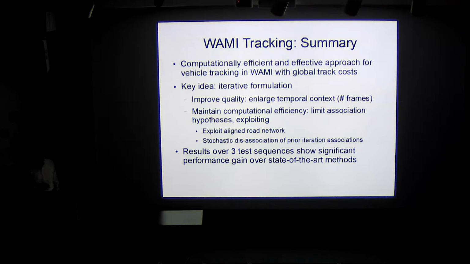This is runtime. In the interest of time, I will skip that. So to summarize, I talked about the tracking problem in wide area motion imagery. The two components that we brought to bear to make this computationally feasible were this idea of using the road network to prune what set of hypotheses you need to visit, and also to utilize this idea of an enlarging context and stochastically retaining a subset of the associations and revisiting only the low confidence ones. So the idea is the enlarged context provides you better information for revisiting these associations which you did not have confidence in. And these results show significant improvement over the prior state-of-the-art algorithms.